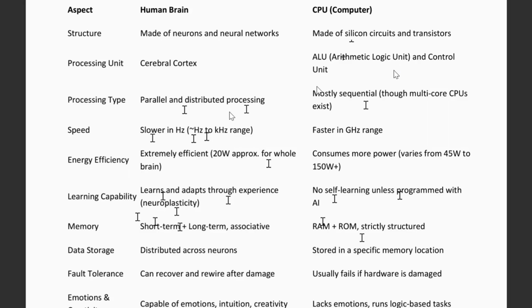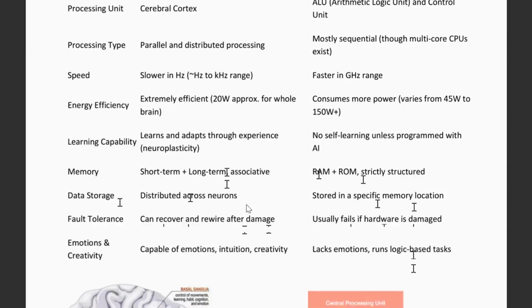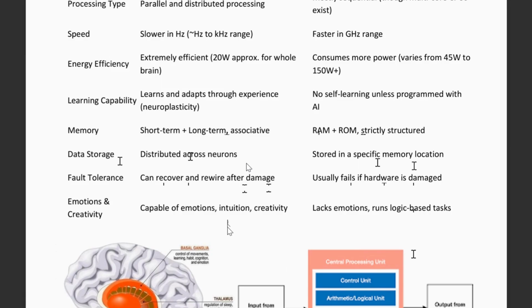Memory: this has short term plus long term. Here we have RAM and ROM. Data storage is distributed across the neurons. Here it is stored in a specific memory location. Fault tolerance: the brain can recover and rewrite after damage, but here it usually fails if the hardware is damaged. Emotions and creativity: it is capable of emotions and creativity. Here it lacks emotions and runs logic-based tasks.